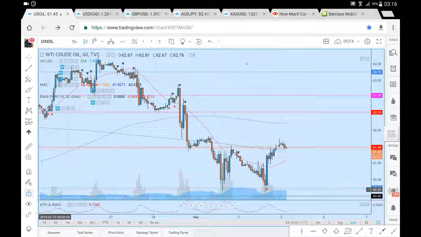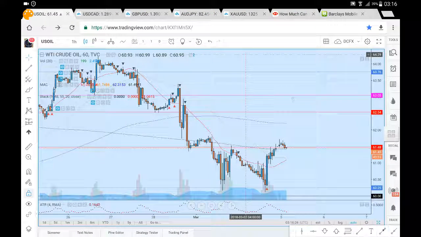So this is the US oil analysis for Monday the 5th of March. Now, let's have a look at what everyone is pricing and where prices may likely go. Previously we saw sell side momentum take us all the way down towards this level previously identified around 60.25.